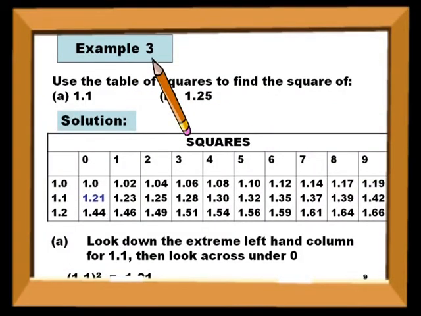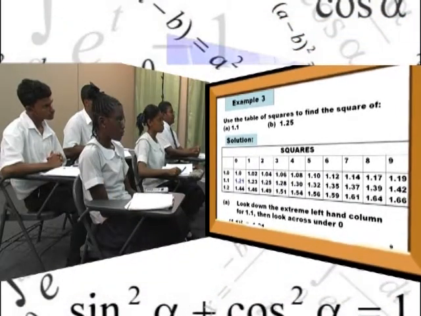Example 3. Use the table of squares to find the square of A, 1.1, B, 1.25. Look down the extreme left-hand column for 1.1. Then look across under 0. 1.1 squared is equal to 1.21.